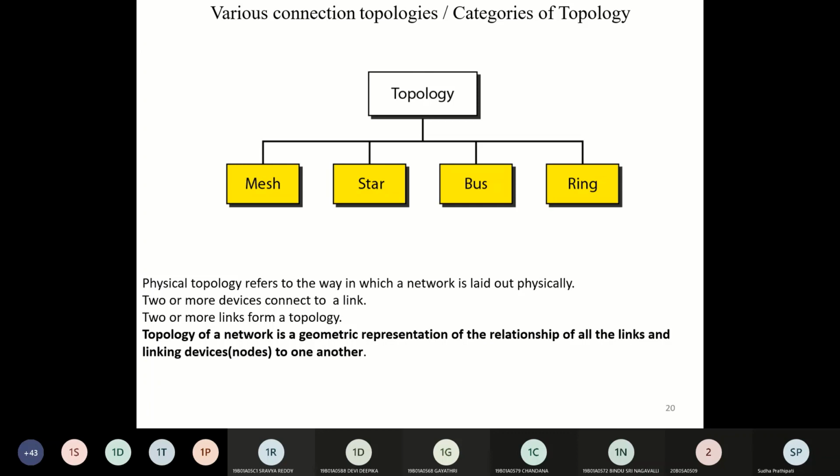And next we have seen the network. What is a network? A network is a set of devices connected by communication links. Here the devices are considered to be the nodes. A node can be a computer, or a mobile phone, or a printer or anything. And the link can be a wire connection or a wireless connection.